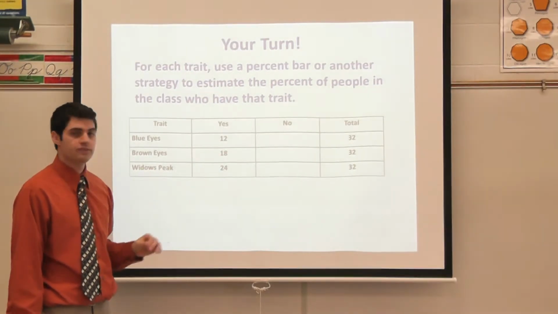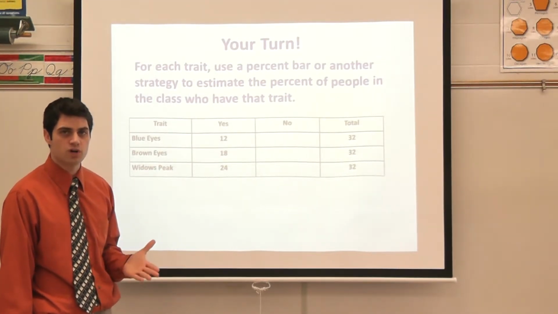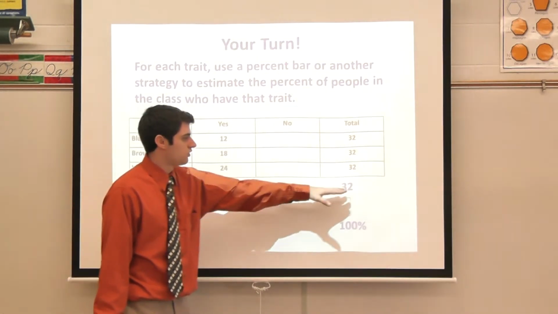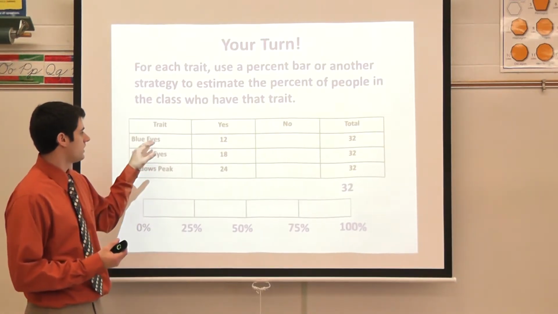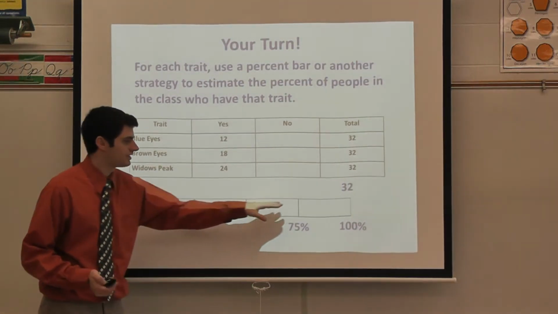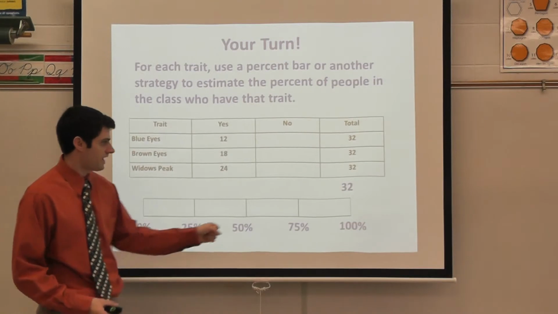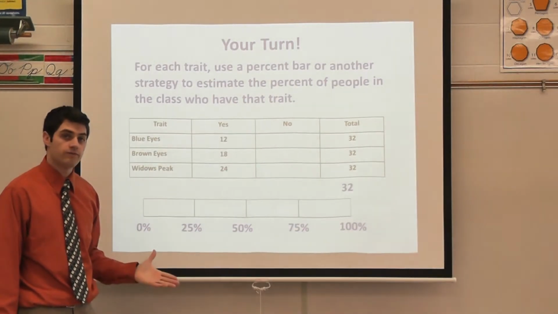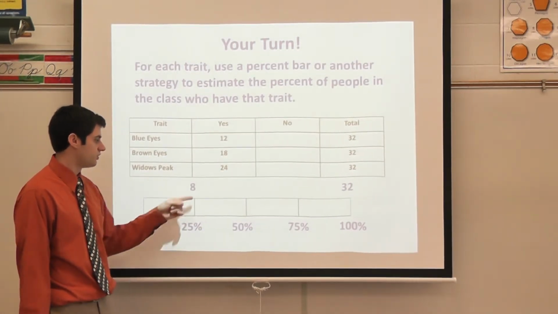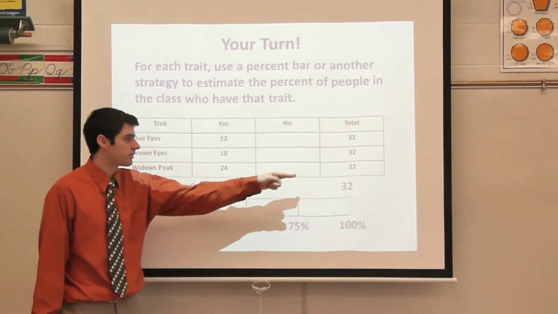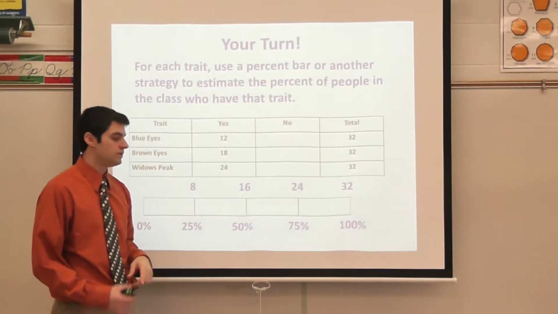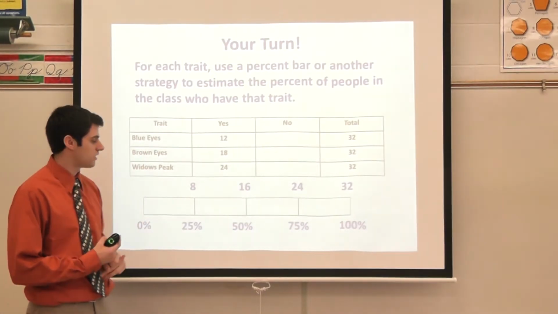Alright, when looking at this one, there's a couple of different strategies. I'm going to use a benchmark percent here, and I'm going to go with 25, 50, 75, and 100%. I know that my total is 32. So, if there's 12 out of the 32 that have blue eyes, I need to figure out where I would estimate this on my percent bar. Well, I know that 25% of 32 is the same thing as 1/4. So I can multiply 0.25 times 32, and I'm going to get 8. Or I could take 1/4 of 32 and get 8, which means 50% would be 16, 75% would be 24.